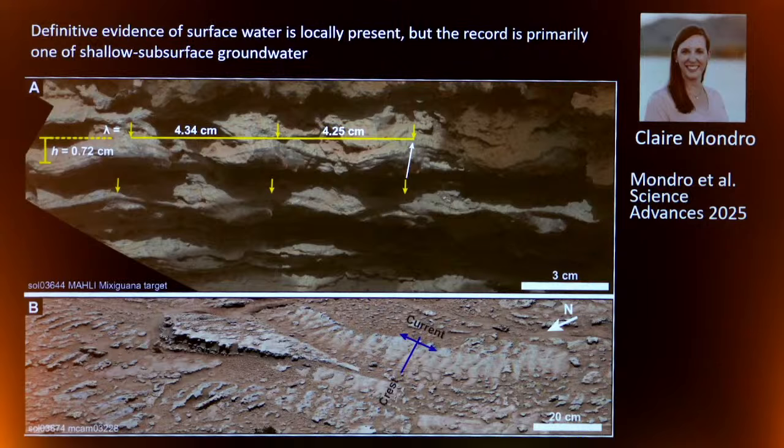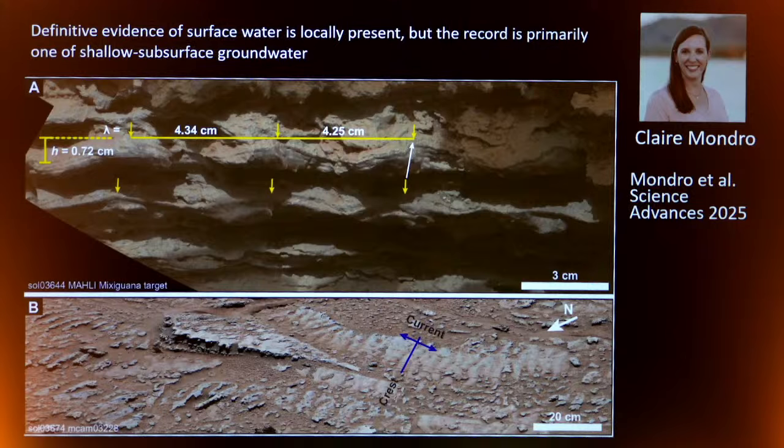So what you see here is a paleolake deposit. So shallow water, open water, so annual average temperature above freezing, with the wind causing ripples of a few centimeters wavelength in this shallow lake. And so Claire Mondreau led this study by the MSL team, which was published a few months ago in Science Advances. One of the things that makes this lake deposit spectacular is that it extends for many kilometers around Mount Sharp, and it's very enriched in metals. We still don't understand why.